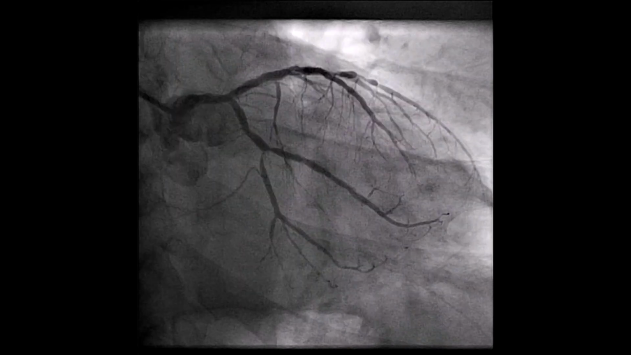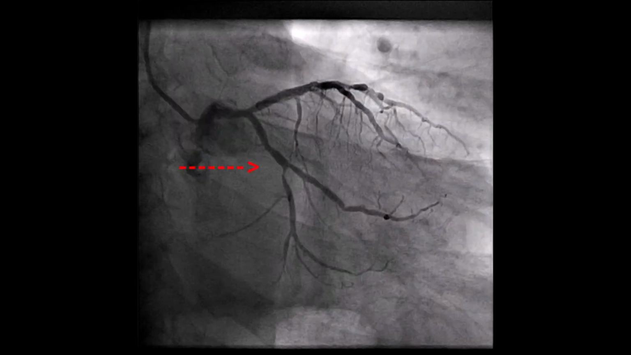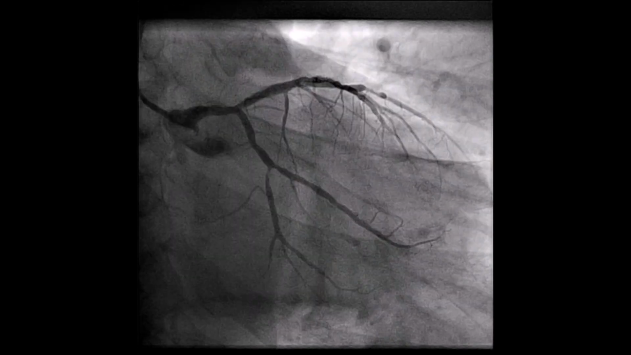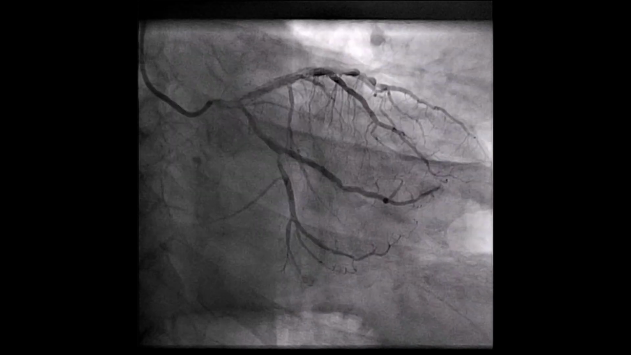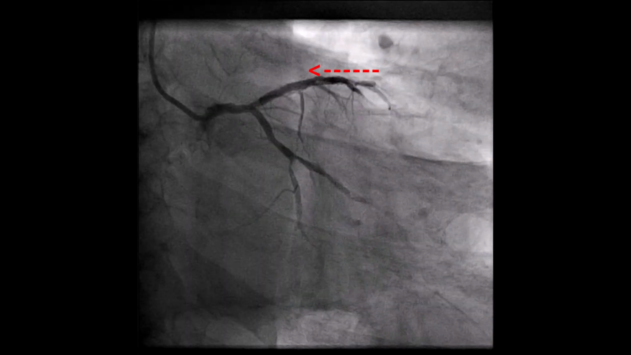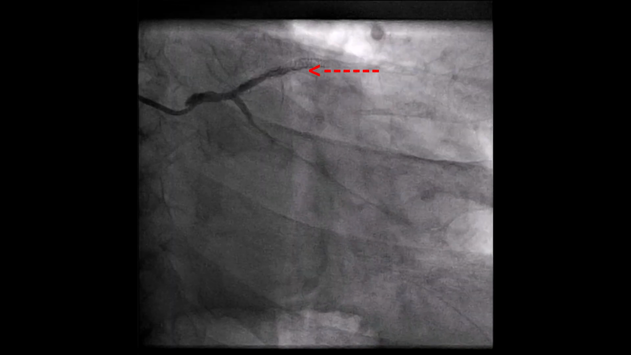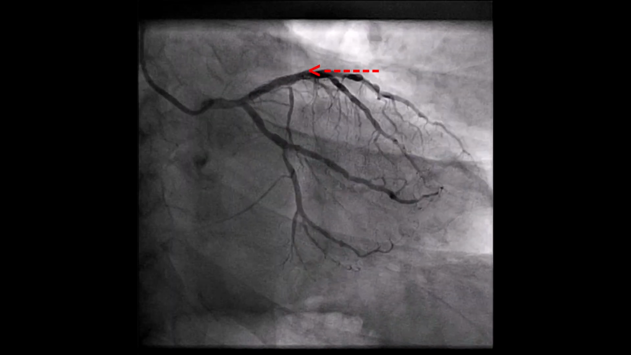We can appreciate in this projection that there is a non-significant lesion in the distal left main coronary trunk and a severe lesion of the ostium of the second marginal branch. Although we cannot see the total territory of the anterior descending artery, it is evident that this artery has been previously treated with stents. Let's take a look at another projection.